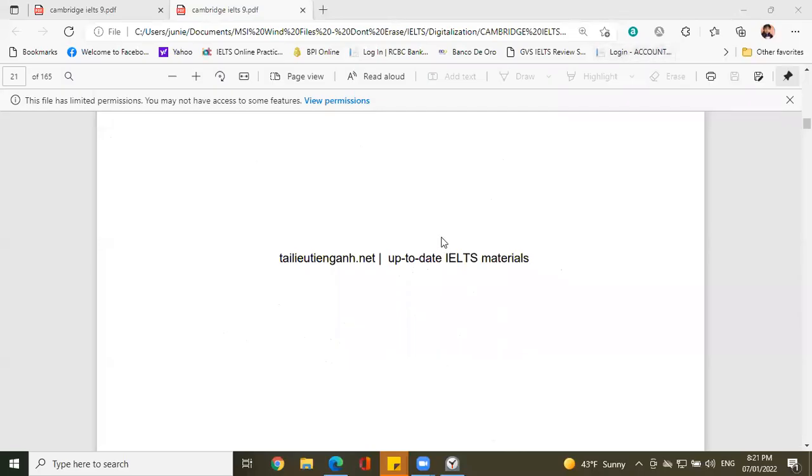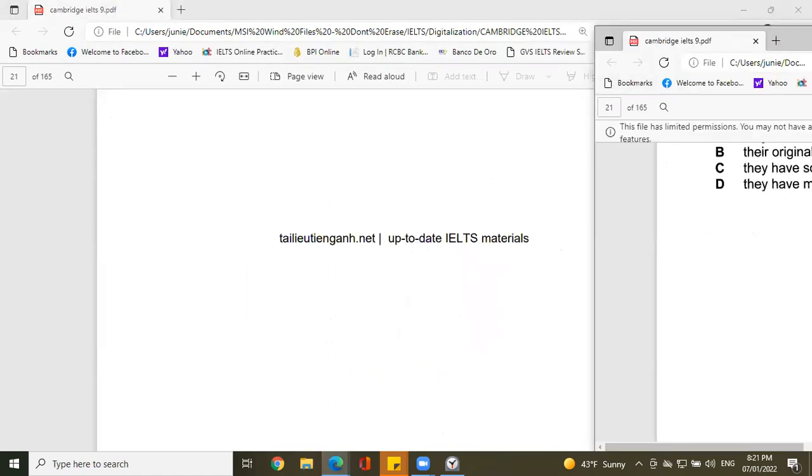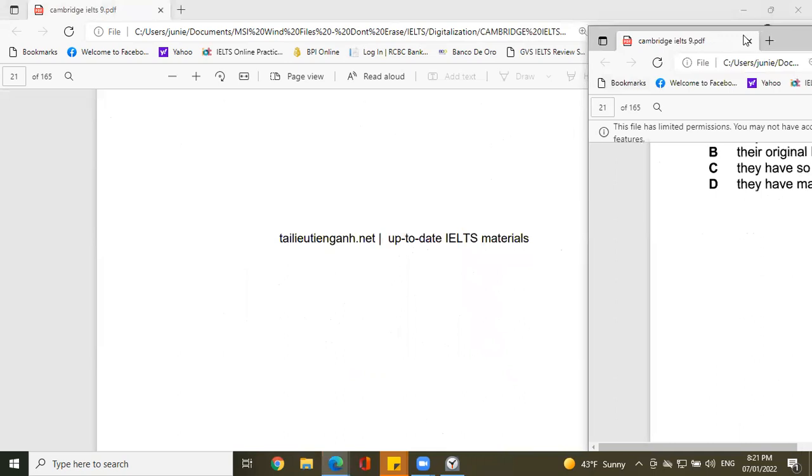Okay, so today we will be doing Cambridge 9 Test 1. So let's prepare that first. Here, let's open a new tab for that. Let's just put them together side by side there. That's for the answer key.